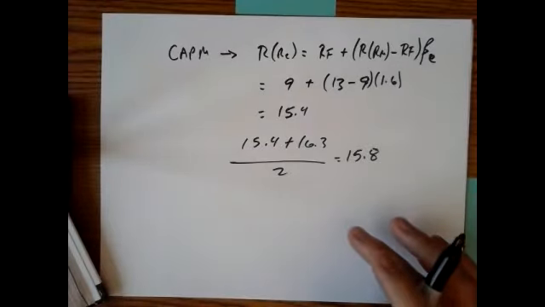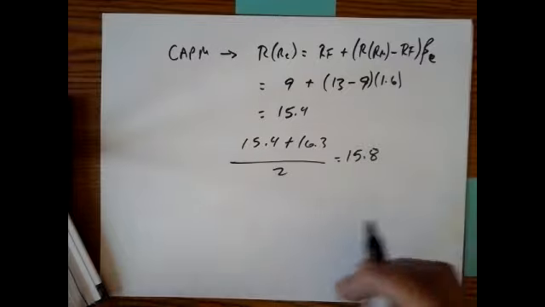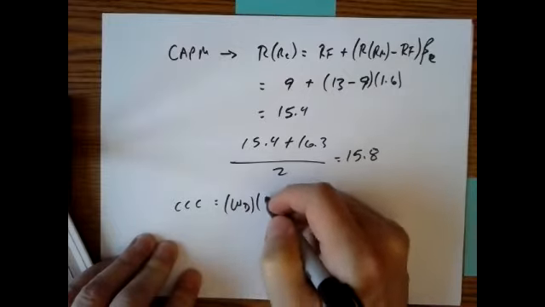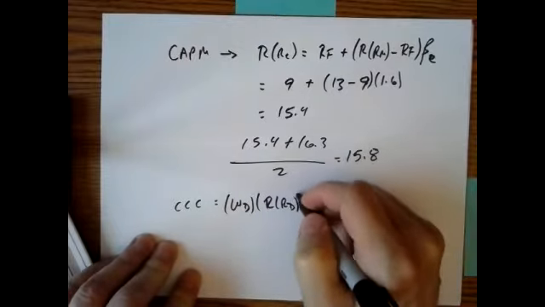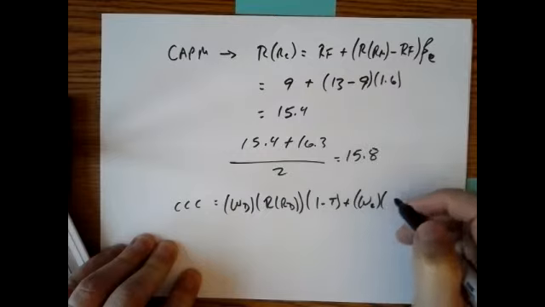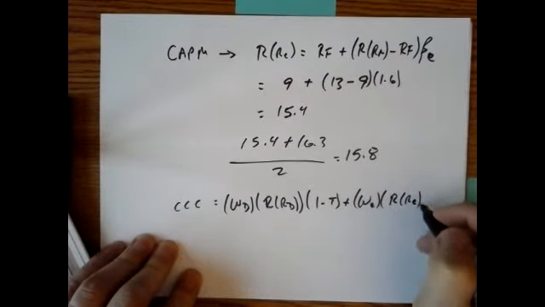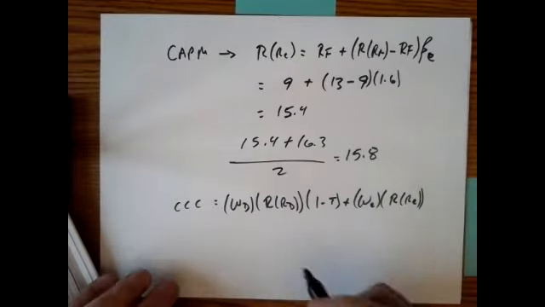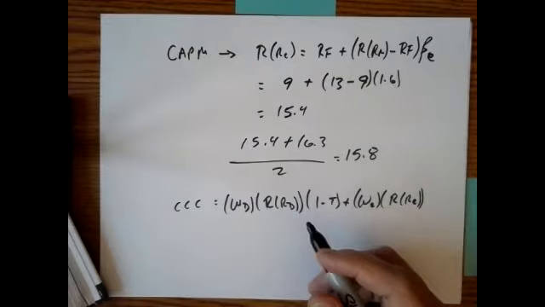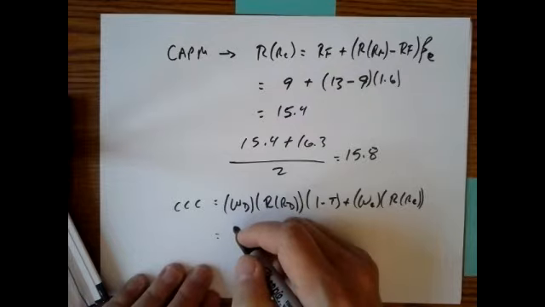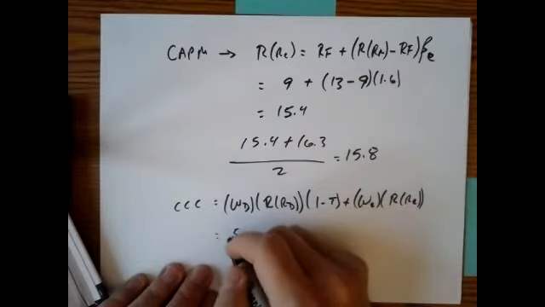And then part D asks, what's the corporate cost of capital? Remember, the corporate cost of capital is the weight of debt times the required rate of return on debt times 1 minus the tax rate, plus the weight of equity times the required rate of return on equity. The weights are just the relative percentages, and your problem says the weights are 50%. Okay, so that's going to make it easy.